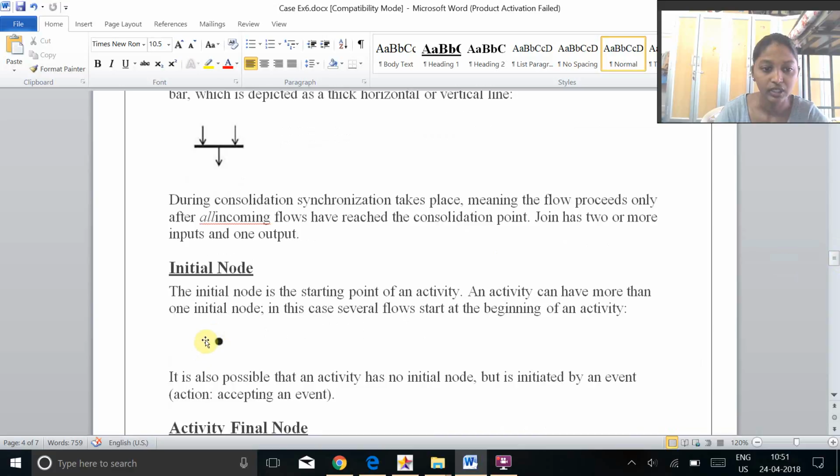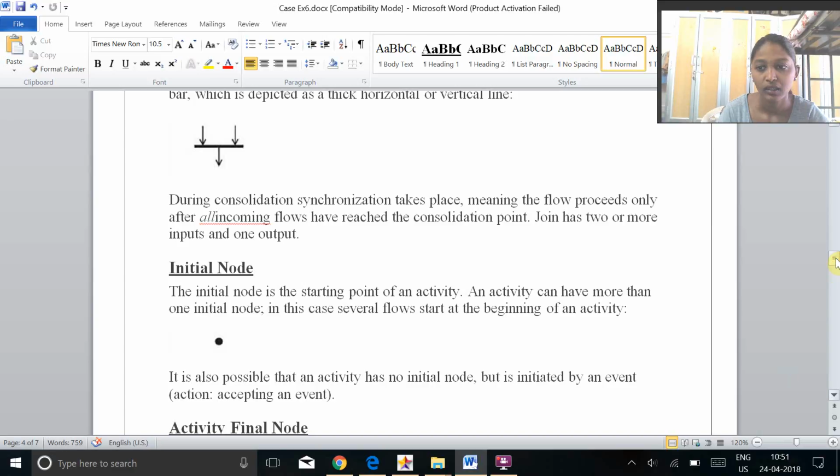And then this is the initial node, so that is the starting state. It is the starting point of an activity, and it can have more than one initial node, and in this case several flows start at the beginning of an activity. It is also possible that an activity has no initial node but is initiated by an event or action.